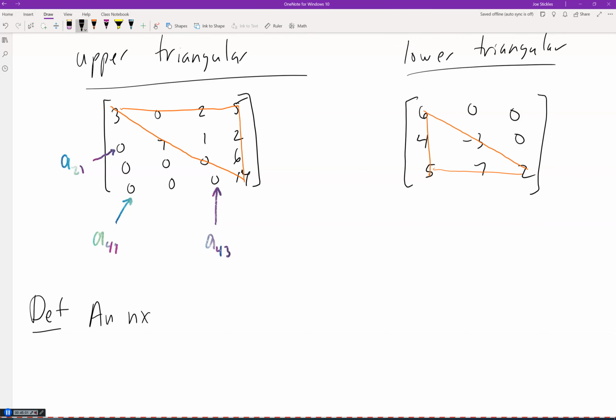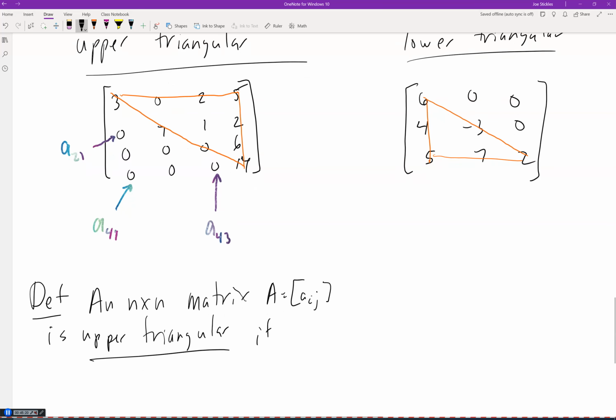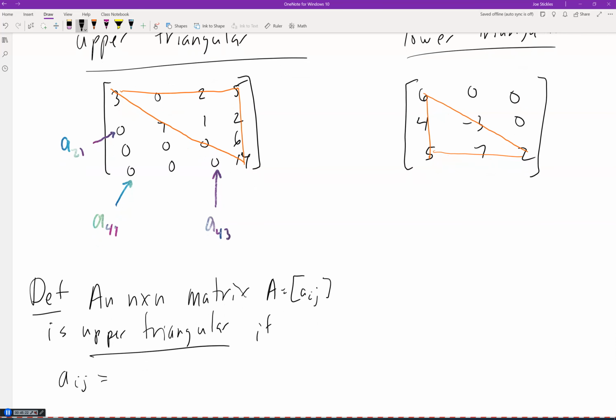Okay. So for the definition for upper triangular, that's how we would define it. An n by n matrix, I'll say A equals Aij, is upper triangular if a sub ij equals 0 when the first subscript is bigger than the second.